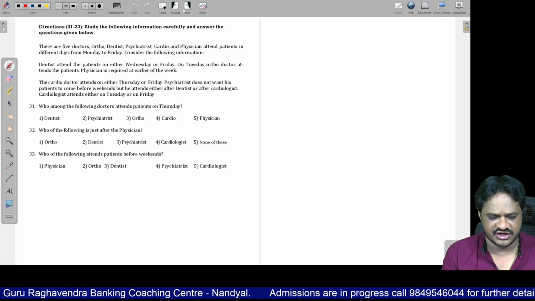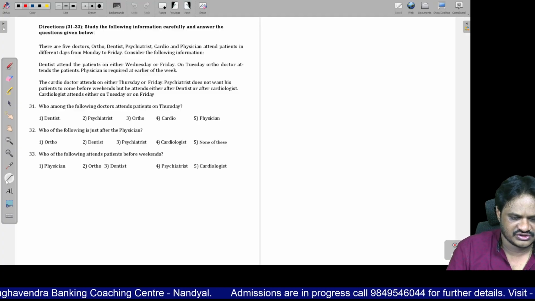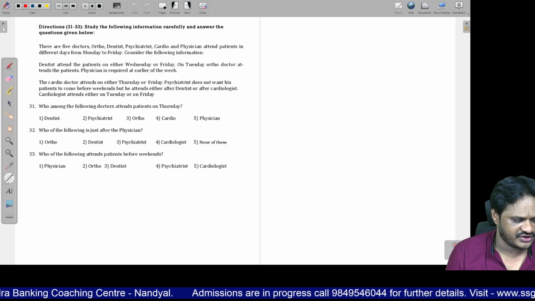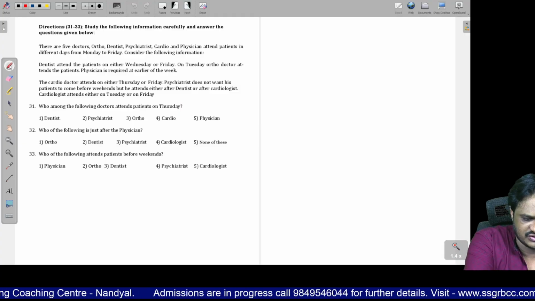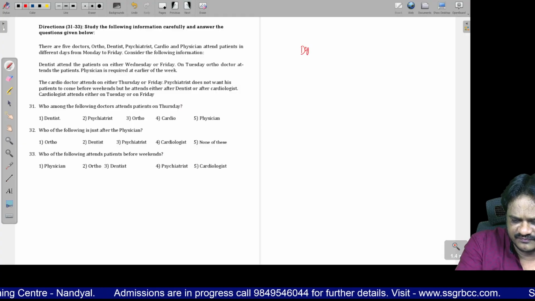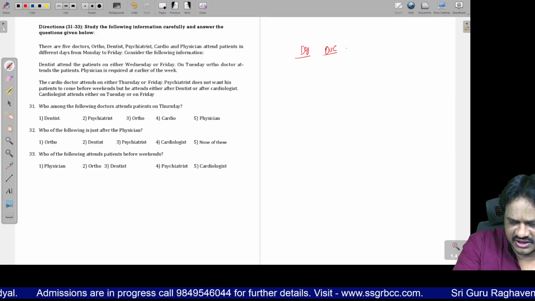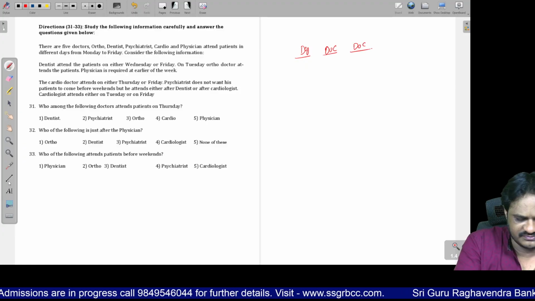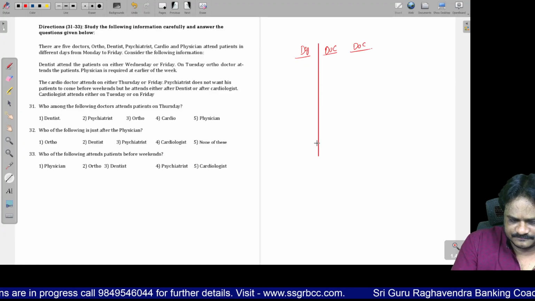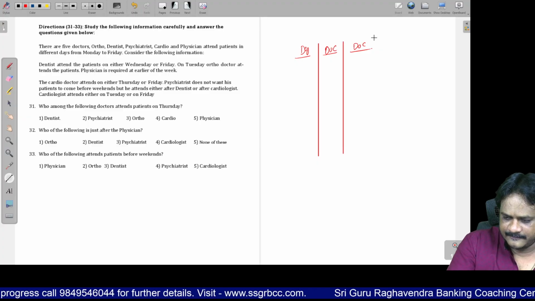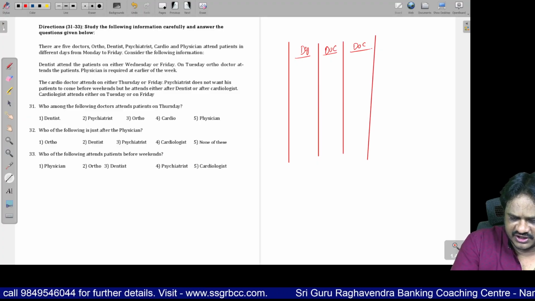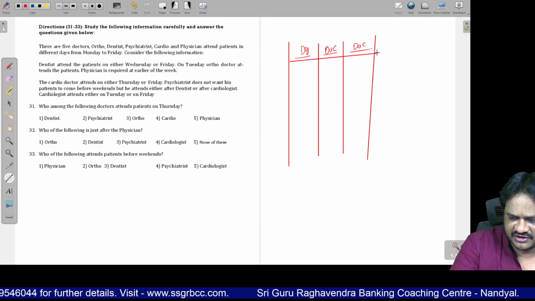Cardio attends either on Tuesday or on Friday. So here there are 5 doctors and there are 5 days from Monday to Friday. So open a 3 column table: day, doctor, and also doctor. Below the days, you write down the 5 days, from Monday to Friday.